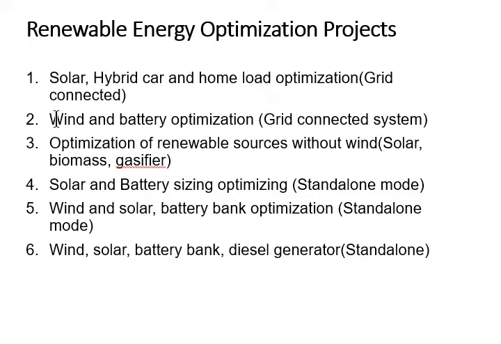The second one is also a grid connected optimization project, consisting of a wind and battery system. Wind power is available and a battery bank is there. This project is also connected to a grid. This is also a small home optimization project.